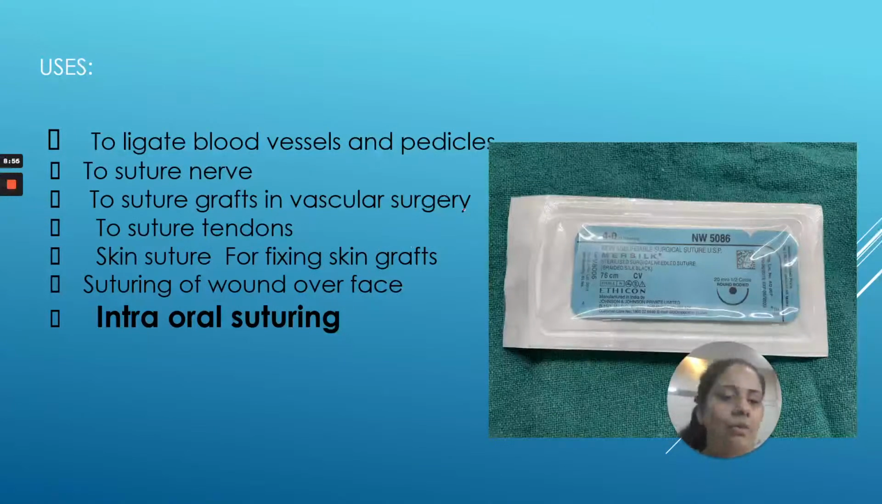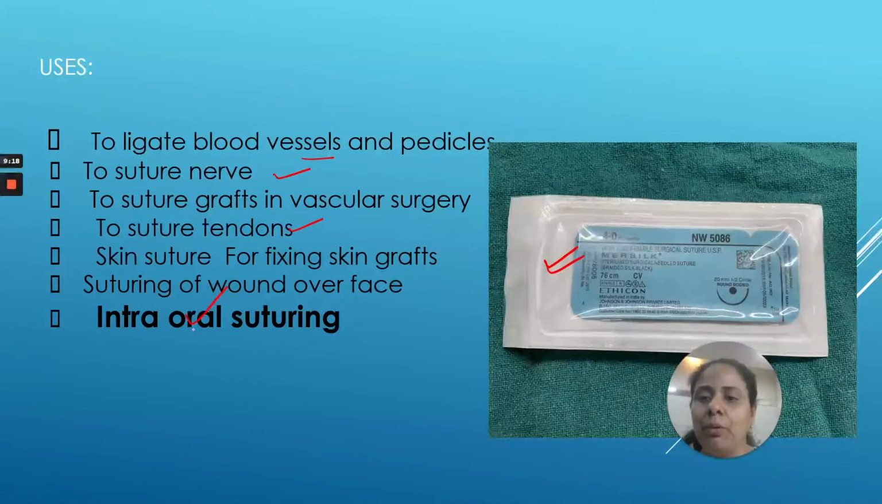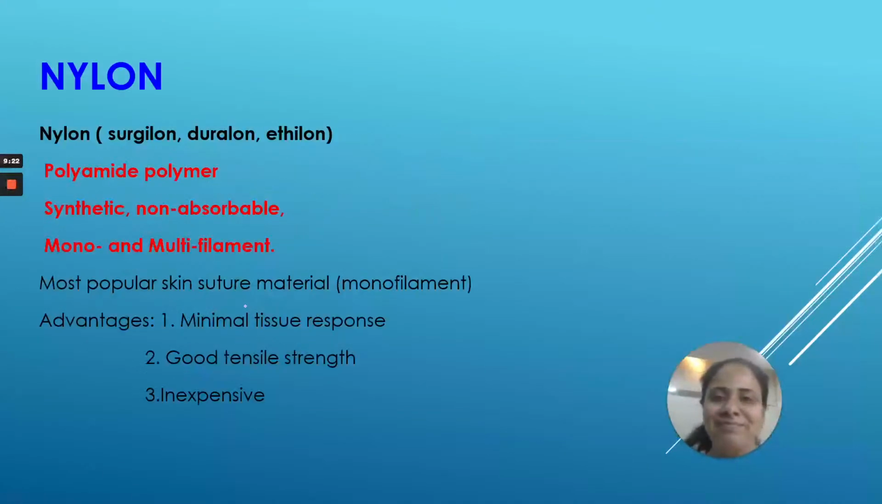And this is how the suture looks. Comes in a packing like this. These are the numbers that I will explain later in the coming presentations. So you can just read the other, like blood vessels, nerves, tendons, etc. Basically and practically, this silk suture can be used anywhere in the oral cavity, anywhere in the body, and it is very popular for intra-oral suturing.